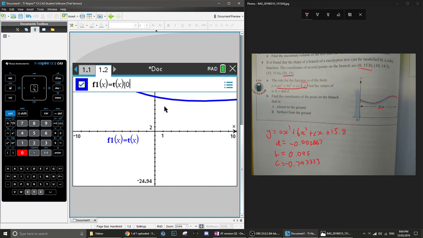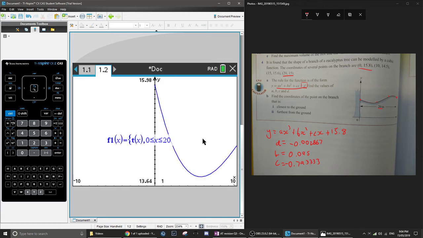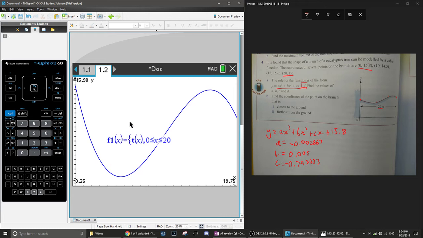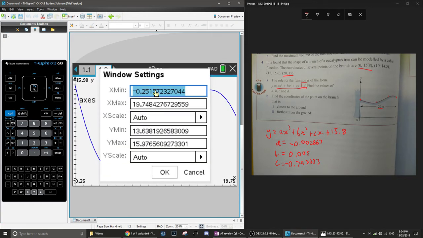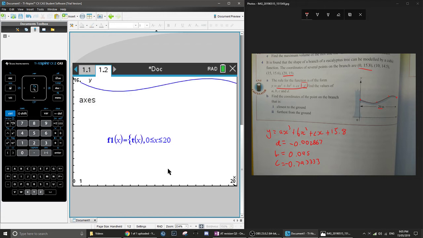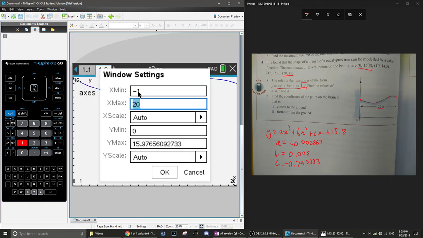Okay, we're going to set x min at 0 and x max at 20. Okay, so we need to zoom and fit. And I'm going to set my y, just to give us a sense of scale. My y min at 0, and y max at 20. Okay, there we go. There's our branch. It comes out of the tree over here, comes all the way along, goes over. Now, I'm going to actually zoom out just a little bit further so we can see.